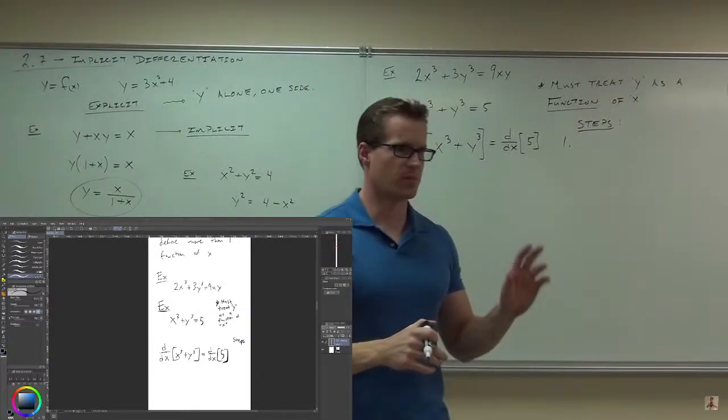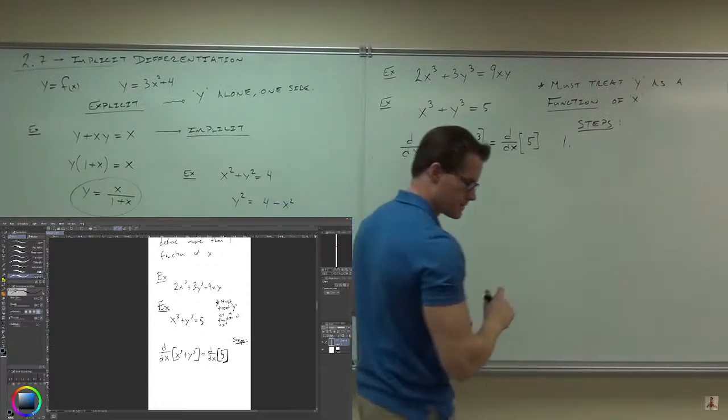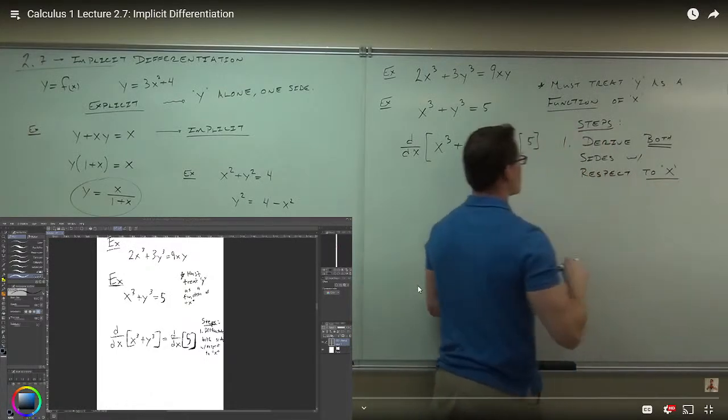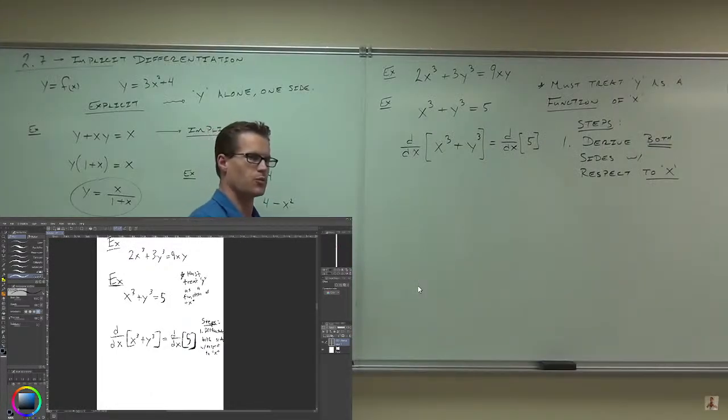I've shown you the first one. The first one is you're going to take a derivative, or differentiate both sides, with respect to x. Just make sure you do it to both sides. It's an equation after all. You have to do that. So derive both sides. Not signs. Both sides, with respect to x.